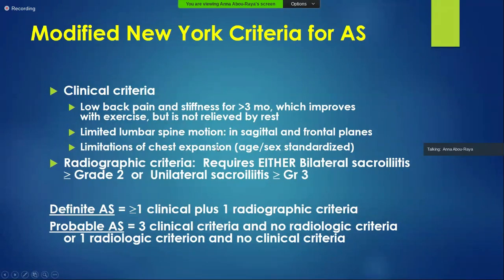of chest expansion. And the radiographic criteria, we require either bilateral sacroiliitis, grade 2 or more, you will take this in radiology, or if it's unilateral, it must be more than grade 3. If I get more than one clinical plus one radiographic, he's got definite ankylosing spondylitis.